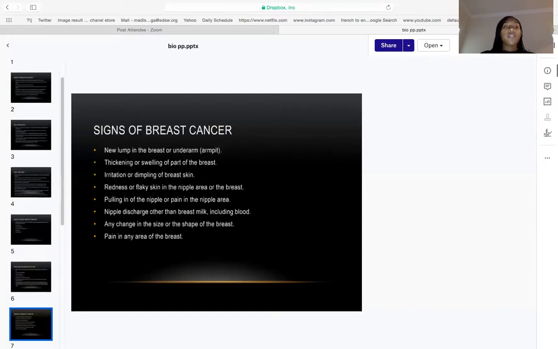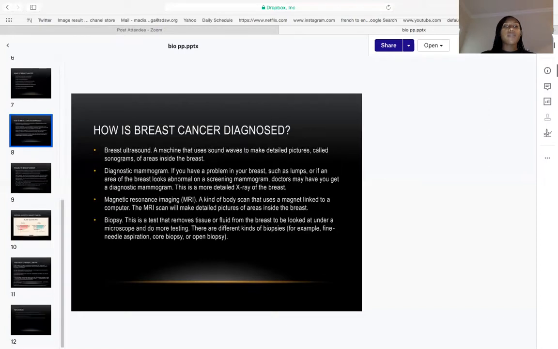Signs of breast cancer: new lump in the breast or underarms, thickening or swelling of part of the breast, irritation or dimpling of breast skin, redness or flaky skin in the nipple area of the breast, pulling in of the nipple or pain in the nipple area, nipple discharge other than breast milk, including blood, any change in the size or shape of the breast, pain in any area of the breast.